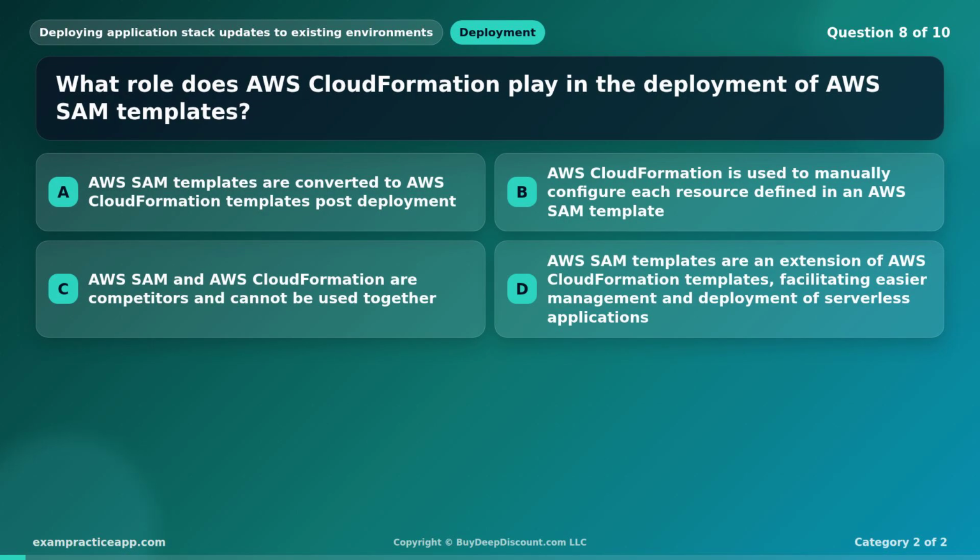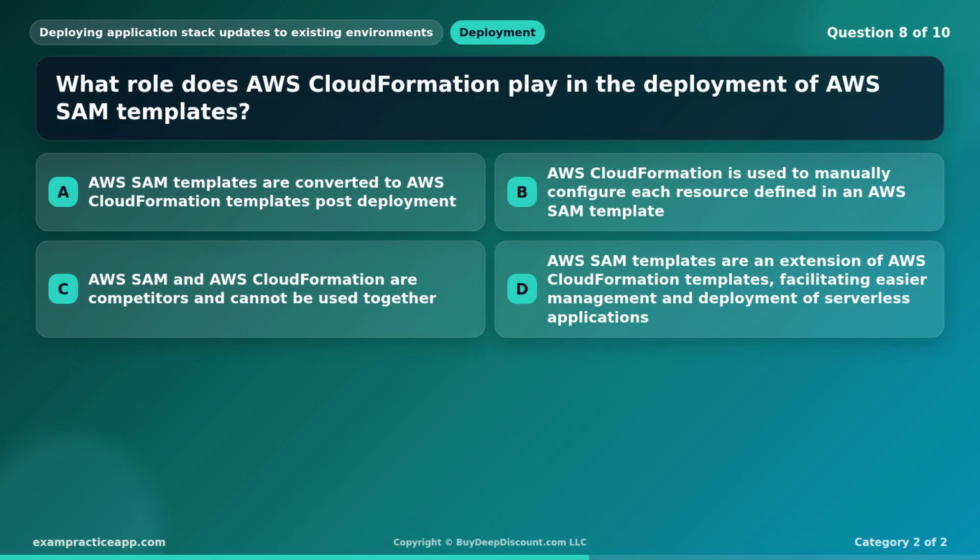Question 8. What role does AWS CloudFormation play in the deployment of AWS SAM templates? Option A. AWS SAM templates are converted to AWS CloudFormation templates post-deployment. Option B. AWS CloudFormation is used to manually configure each resource defined in an AWS SAM template. Option C. AWS SAM and AWS CloudFormation are competitors and cannot be used together. Option D. AWS SAM templates are an extension of AWS CloudFormation templates, facilitating easier management and deployment of serverless applications.